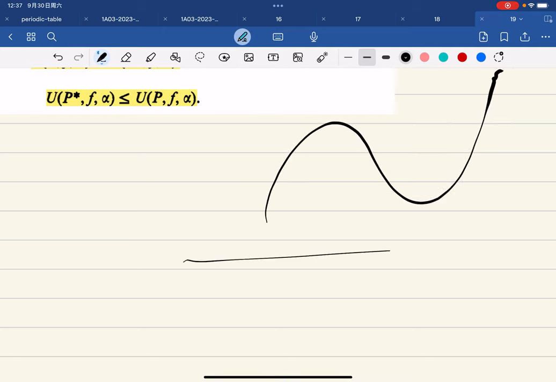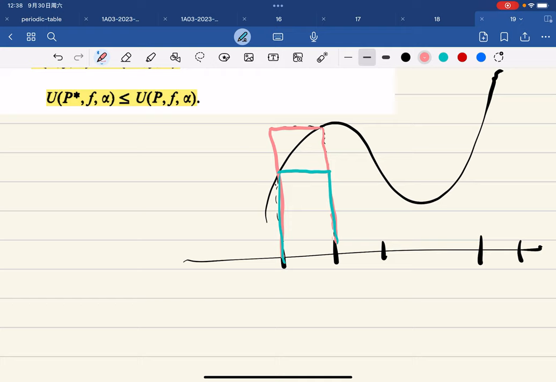A standard graph like this. So for each partition, suppose you have this partition, and this is their upper sum. This is their upper sum. And this is their lower sum, right? For this interval. And again, for this one, this is their upper sum. And this is their lower sum, right? And for this interval, again, this is their upper sum, and this is their lower sum.